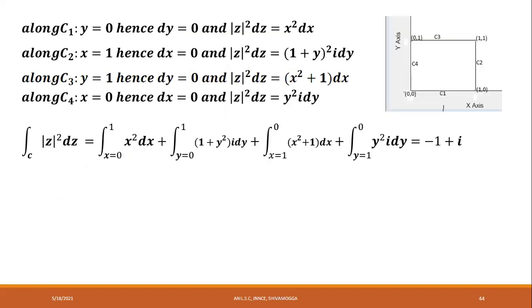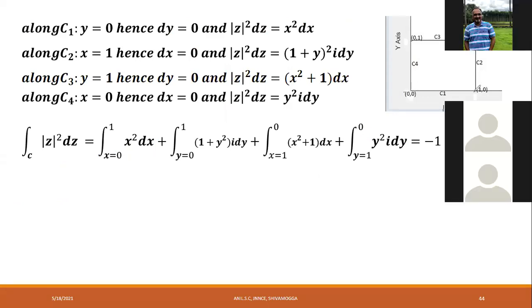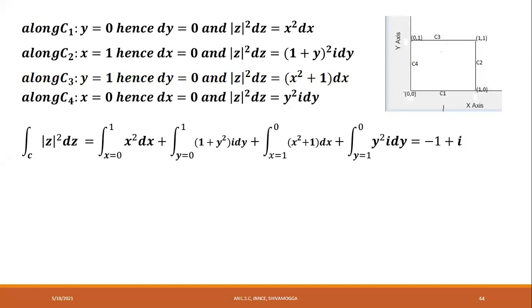First, along C1, what happens here? This is C1, right? You mark your attendance in the chat box first. Now it is enabled. You can mark your attendance.